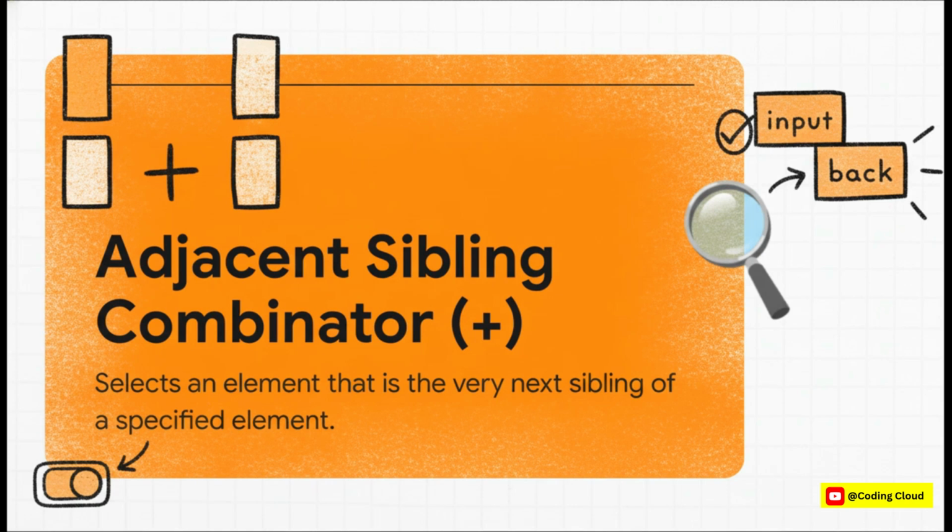Well, it talks to it using this little guy right here, the adjacent sibling combinator, which is just a plus sign. In CSS, this plus sign basically means, hey, select the element that comes immediately after me in the HTML. This is what lets our hidden input send a signal to its sibling, the .back div, and say, hey, I was just checked. It's time to change how you look.